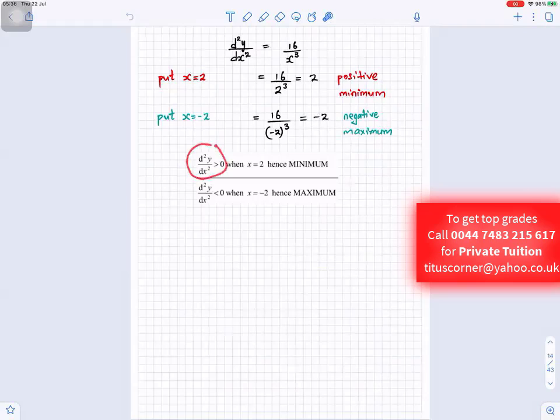So d squared y over dx squared is greater than 0 when x is equal to 2, hence a minimum point because it's bigger than 0. d squared y over dx squared is less than 0 when x is minus 2, hence it's a maximum point.